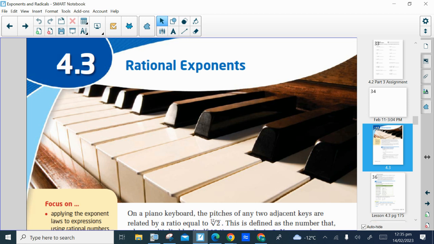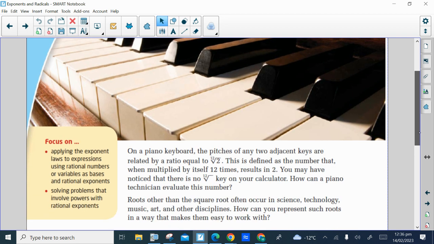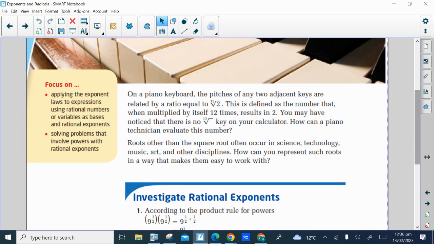The only difference is, in this case, we're going to be dealing with exponents that are rational numbers, meaning exponents are fractions. But the laws of exponents aren't changing. It's just that we're going to be adding, subtracting, and multiplying rational numbers, which are fractions. This is page 35 in your booklet. We're going to apply the exponent laws to expressions using rational numbers or variables as bases and rational exponents. And then we'll look at solving some problems.